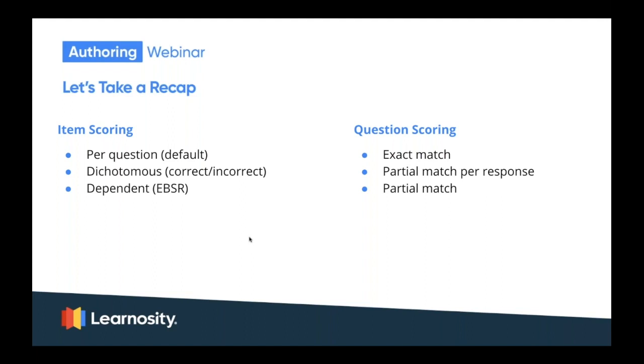I'll just do a very quick recap of what we covered. First, we looked at the different item scoring types available. We have per question scoring, where the item score is calculated by adding points for each question. Then we have dichotomous scoring, where the item is either correct or incorrect and there's no in between. Then we looked at dependent or EBSR scoring, where the outcome of a question depends on the outcome of the previous question, and then those scores are added up at the end.